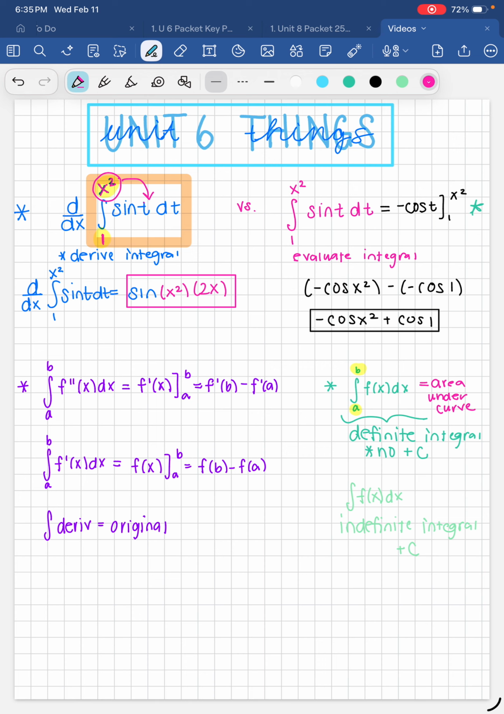Let's see what else you need to make sure you know in Unit 6 that I think is important. I think that's good. There we go.